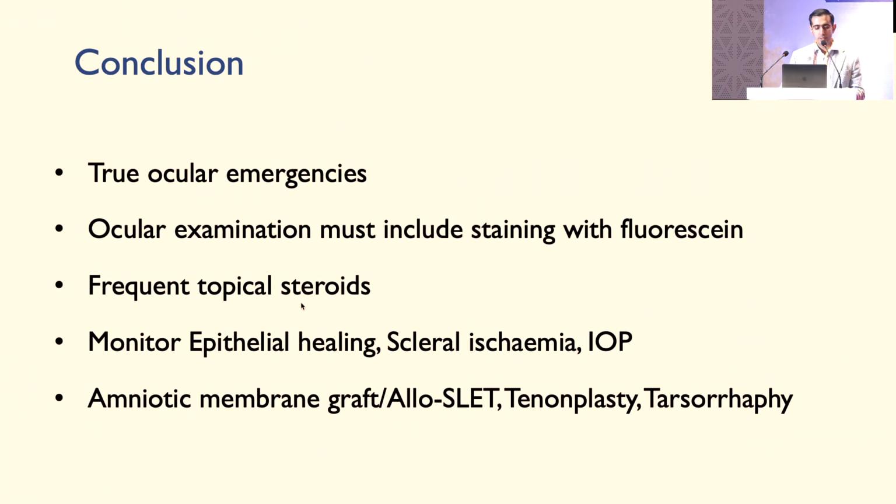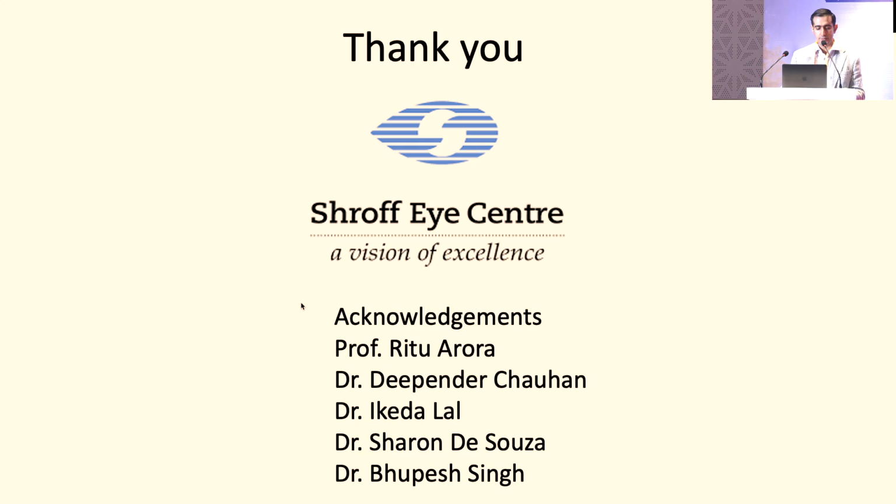To conclude, chemical injuries are true ocular emergencies, and therefore staining with fluorescein is a very important use of initial medical management, but amniotic membrane has a big role to play in controlling inflammation and restoring the surface. AMG and additional procedures like tarsorrhaphy also have a role in these kinds of cases.